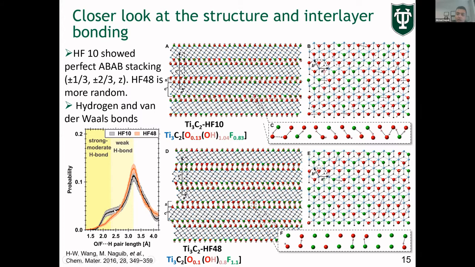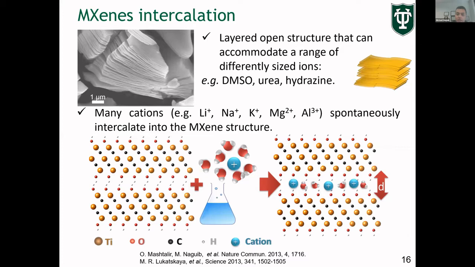And actually we find that they have different properties when it comes to separating the layers from each other. For example, the HF 10% is harder to separate because it has stronger hydrogen bonding. So now we have this mixture of hydrogen and van der Waals bonding, and in principle you can intercalate different molecules, different cations, between the layers. This was actually done early on, right after the discovery. We found that yes, we can intercalate dimethyl sulfoxide, urea, hydrazine. We can intercalate cations like lithium, sodium, potassium, magnesium, aluminum, different valences, between the layers.